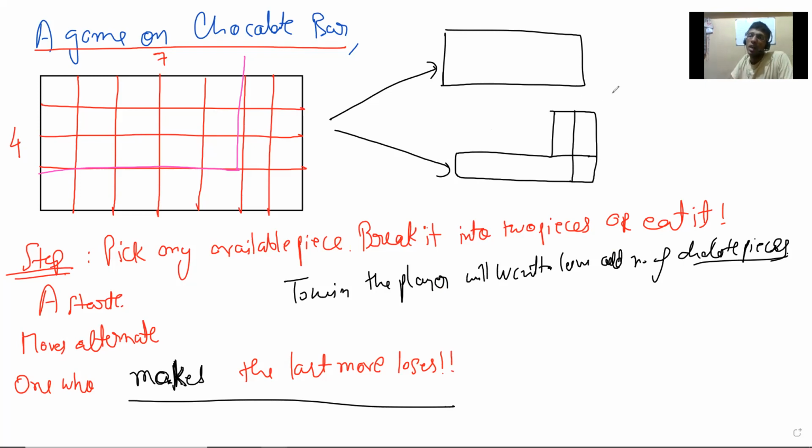Yeah. But then you look at B. If B eats this up, then when A's move comes, this is what A does, right? Now when B moves from here, B will either end up eating one of them, in which case you get one piece, or B will end up breaking one of them, in which case you will get three pieces.